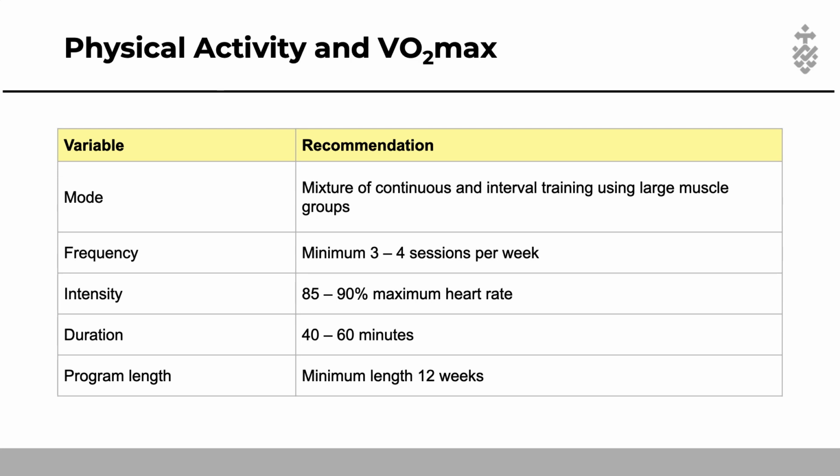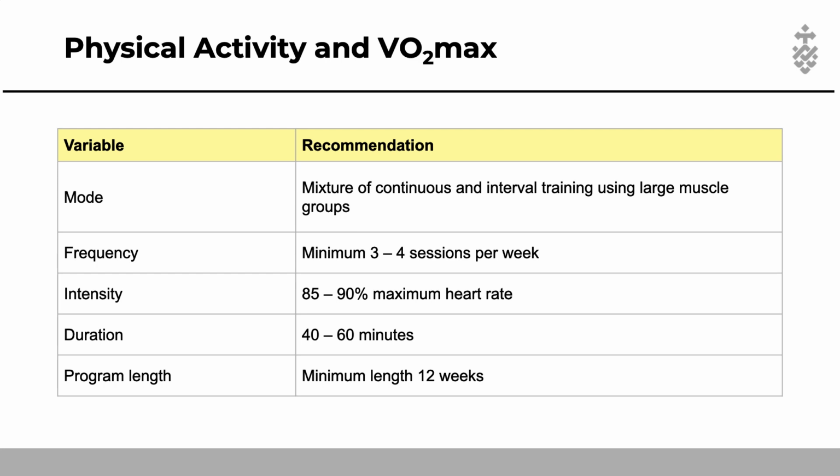If we move away from health for a second and talk about how we can program physical activity to improve the VO2 max of a child or an adolescent, we have some key recommendations here. So to improve the aerobic fitness of a child or an adolescent, there are some clear guidelines or recommendations that they should meet.